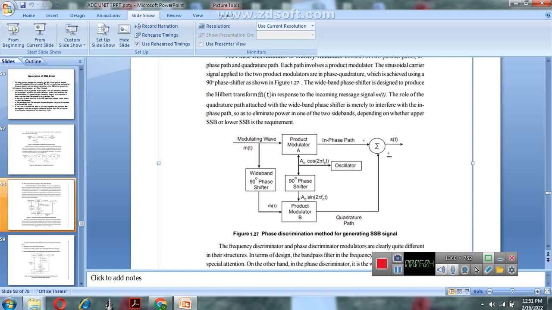Next, the product modulator B has two inputs. One is the modulating wave, but this wave passes through a 90-degree wideband phase shifter, which produces the output m-hat(t). It is connected to the product modulator B. The other input is the oscillator, producing the carrier signal, which is given a 90-degree phase shift and connected to the product modulator B. This is connected to the summation point, and after the quadrature path, this produces the output s(t).